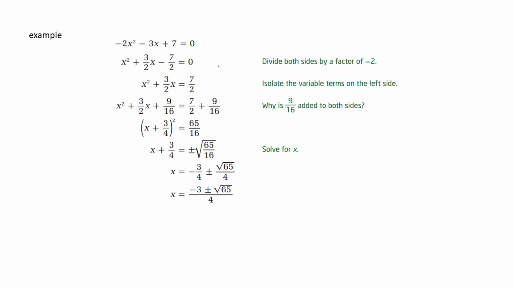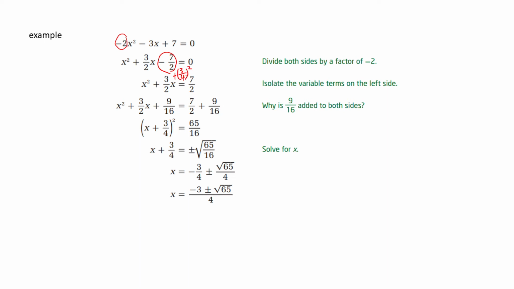Let's see one more example here. In this one, we divide by 2 on both sides. It becomes this. This one we cannot factor, so we complete the square. First, move the constant to the right-hand side. And for this one, we know we have to add (3/4) squared.